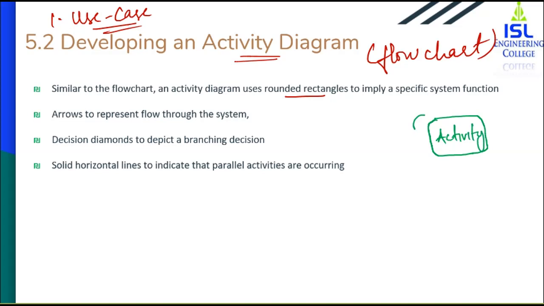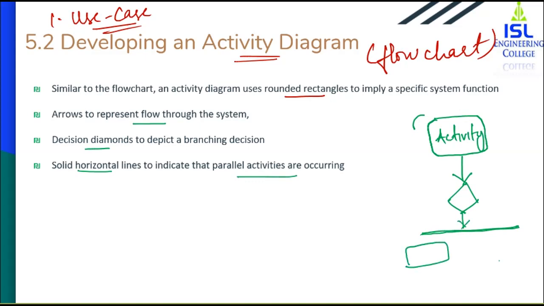Then arrows represent the flow of the system. Within a flowchart diagram, going from one activity to another, you can have a decision box. The same thing is there within the activity diagram: decision diamonds to depict a branching decision. These decision boxes are used for decisions, and solid horizontal lines indicate that parallel activities are occurring. That is called a synchronization bar. You're going to have a thick line, called your synchronization bar. That is, when multiple activities are occurring in parallel, that can be shown by making use of the synchronization bar. So this is the basics of the activity diagram.